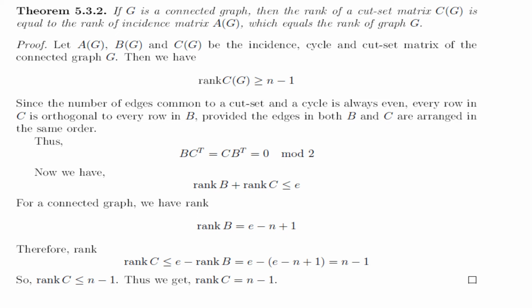Now we have rank of B plus rank of C is less than or equal to E. For a connected graph, we have rank of B is equal to E minus n plus 1. Therefore, rank of C is less than or equal to E minus rank of B, which is equal to E minus (E minus n plus 1), which is equal to n minus 1. So rank of C is less than or equal to n minus 1. Thus we get rank of C is equal to n minus 1.